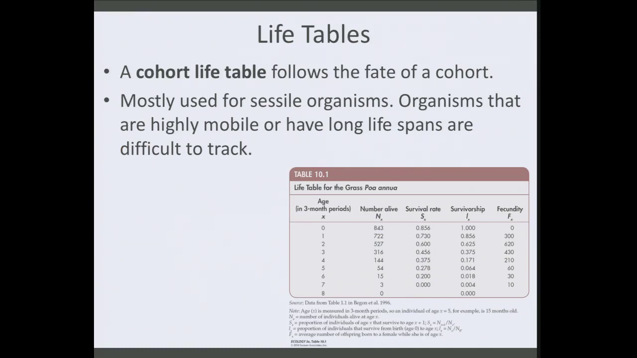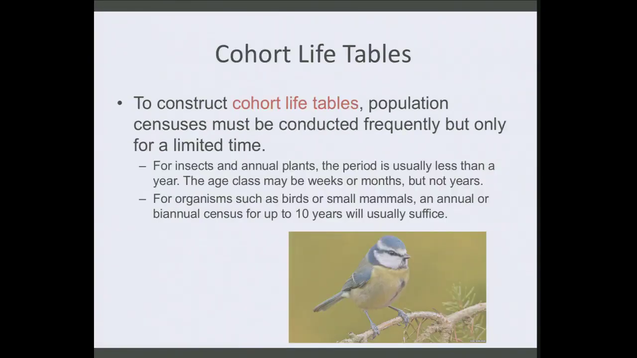This is the number of offspring born to a female while she's at that age. So within that 3-month period, females tended to have about 300 offspring. So this is for a grass, so that's why the numbers are so high. So the big downside to this is that you have to do them pretty frequently, but you do it only for a limited time, depending on the organism.